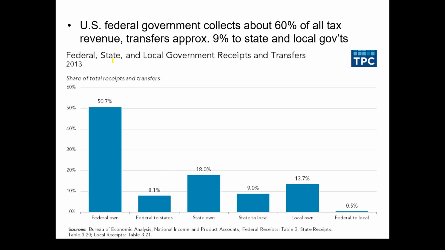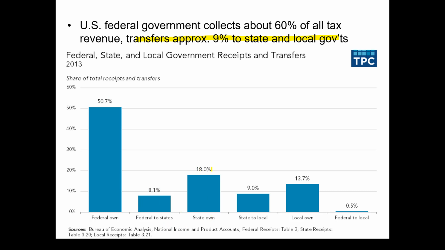This is what I'm getting at with the United States. The federal government collects about 60% of all tax revenue, which is really not that different from Sweden, but it transfers approximately 9% of that back to state and local governments. So here is the federal share of it, and then the amount back to the states is that much.